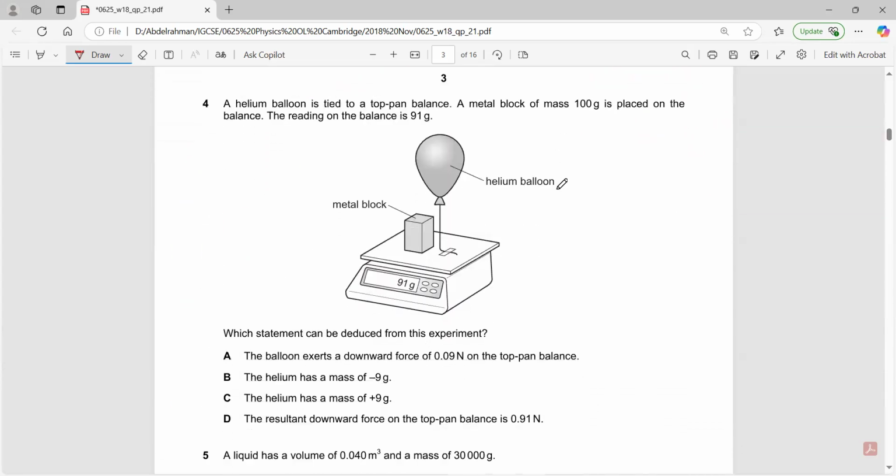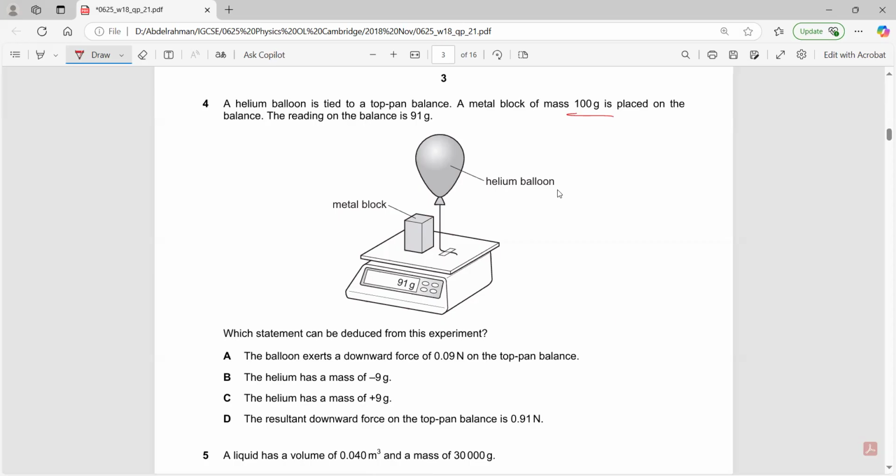Question 4. This is actually a really interesting question. You have a balloon and you have a metal block. The mass of the metal block alone is 100 grams. And then you have the balloon filled with helium. Which statement can be deduced from this experiment? Actually, we can cancel out three very quick wrong answers.